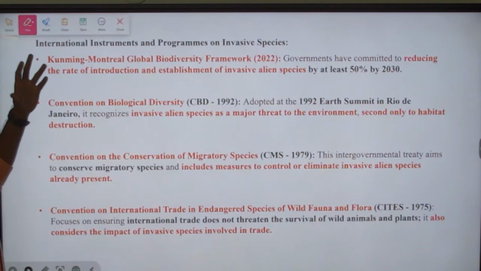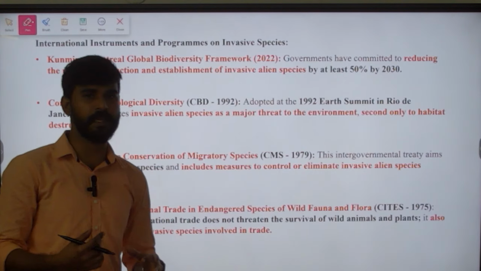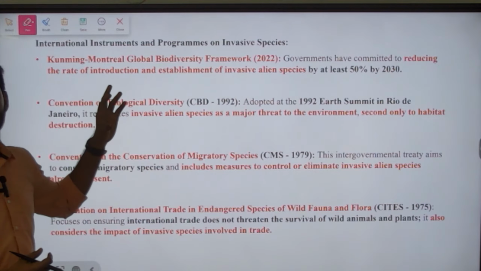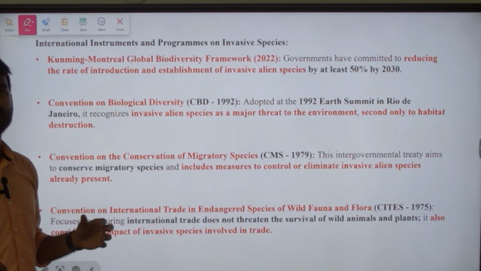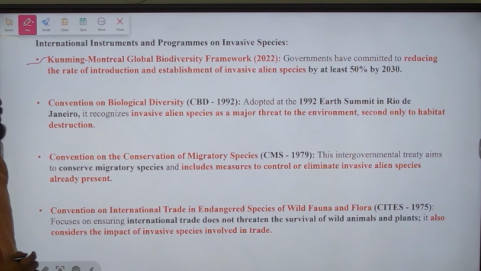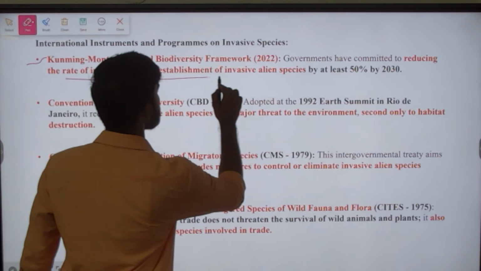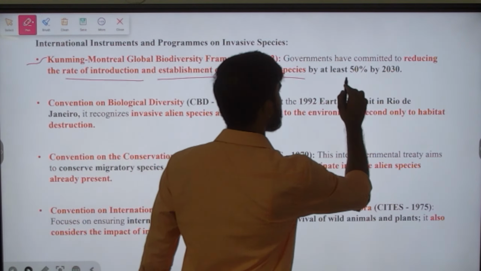Next, are there any international instruments or conventions to control these invasive species? Yes, there are very specific conventions, and also other conventions which address this issue. First is the Kunming-Montreal Global Biodiversity Framework in the year 2022. Here, governments have committed to reduce the rate of introduction and establishment of invasive alien species by at least 50% by the year 2030.